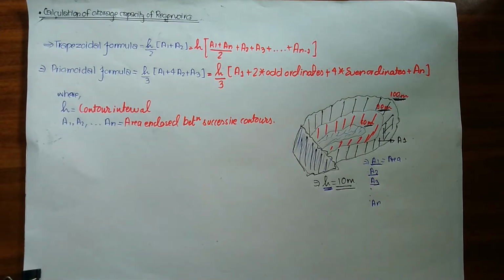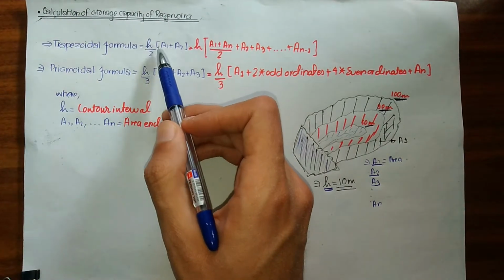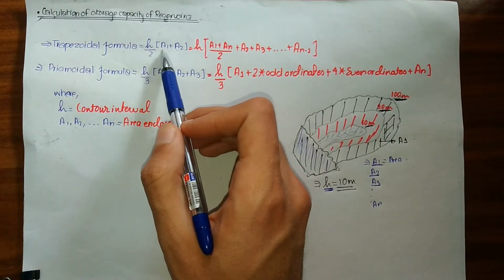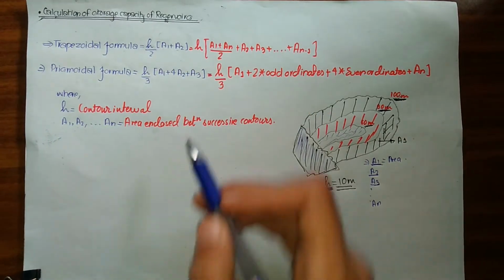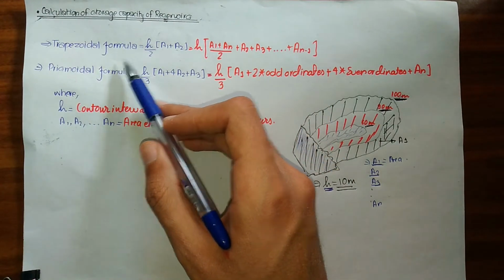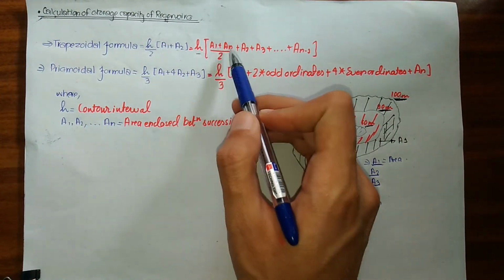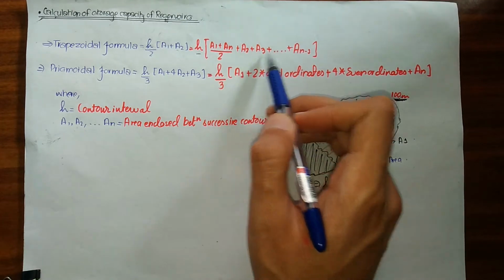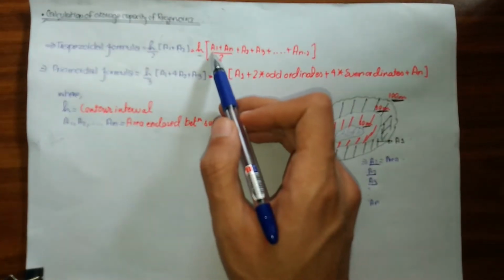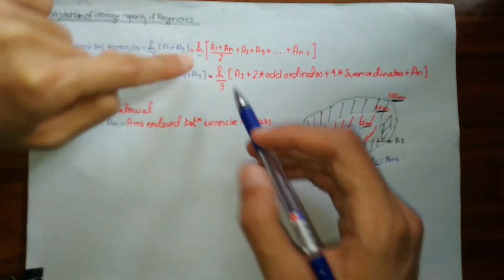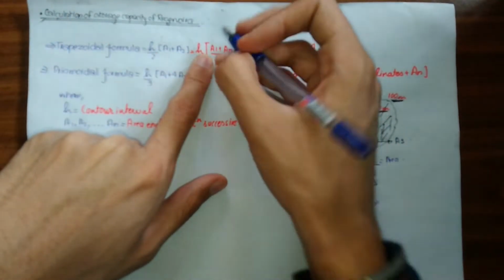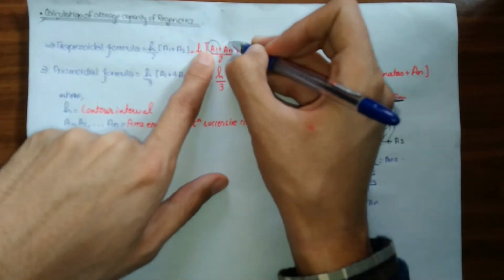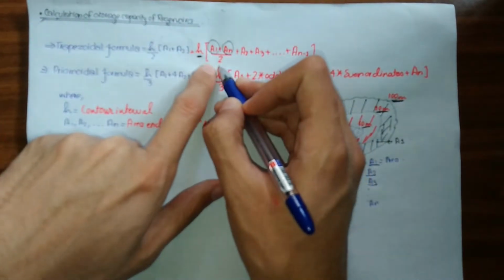So using our trapezoidal formula, for just two areas it is simply equal to h by 2 times (A1 plus A2). But if we have n number of areas, our trapezoidal formula is going to be h, the contour interval, times [(A1 plus An) divided by 2 plus A2 plus A3 ... up to An minus 1]. So what we can see for our trapezoidal formula is we multiply the areas by our contour interval, but for the first area A1 and the last area An, we need to divide by 2.